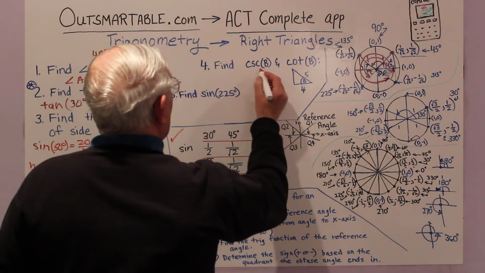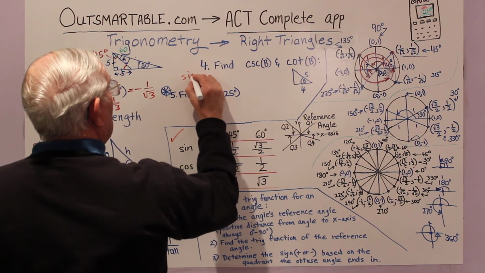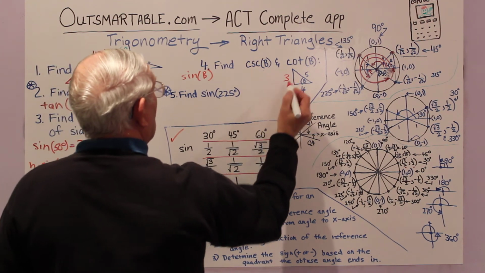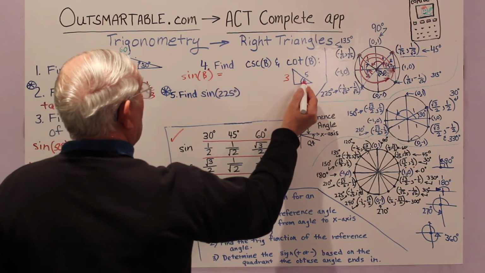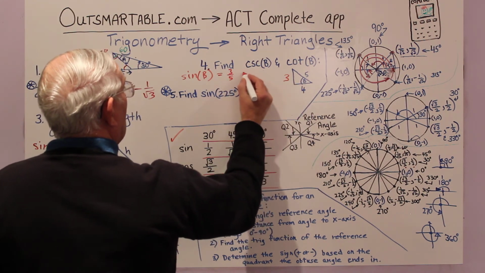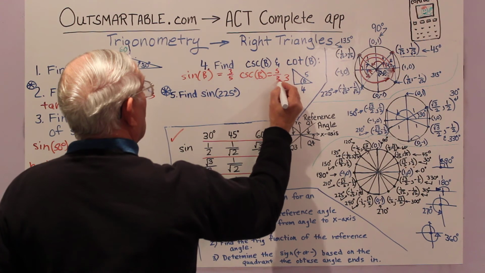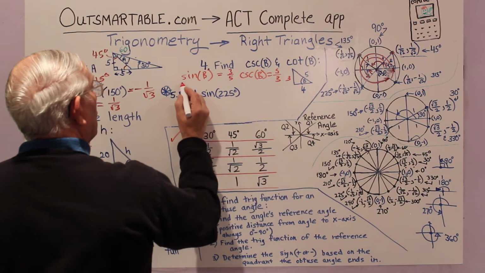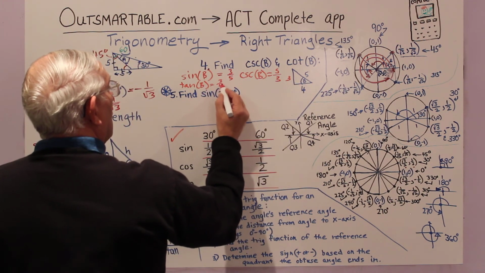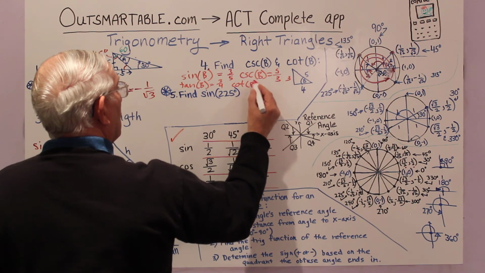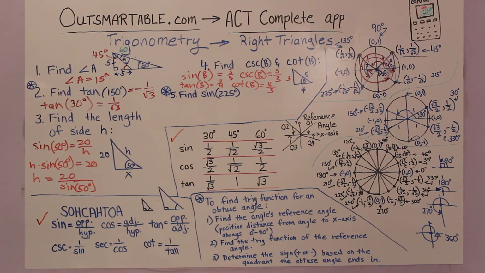How about number 4? Find the cosecant of b and the cotangent of b. Well, we know the sine of b. This looks like one of those 3, 4, 5 right triangles based on the Pythagorean theorem. So the sine of b is going to be 3 over 5. And the cosecant of b is the reciprocal of the sine, so it's going to be 5 over 3. How about the cotangent? We know the tangent of b is equal to 3/4. So the cotangent is the reciprocal of the tangent. That gives us 4/3.